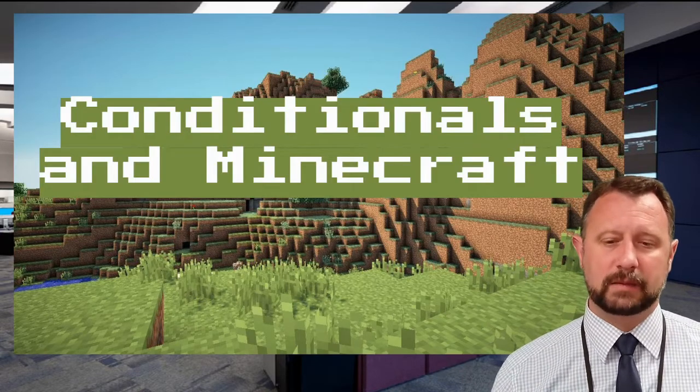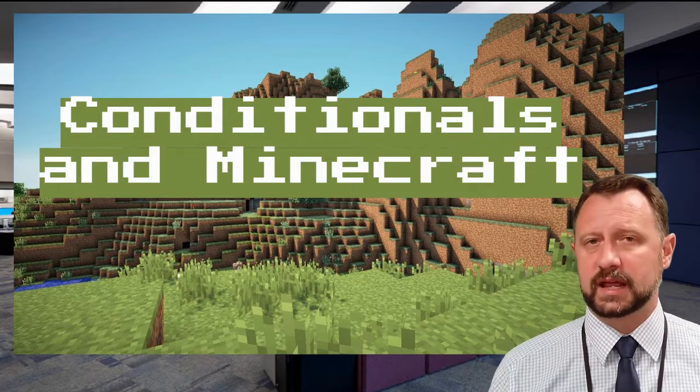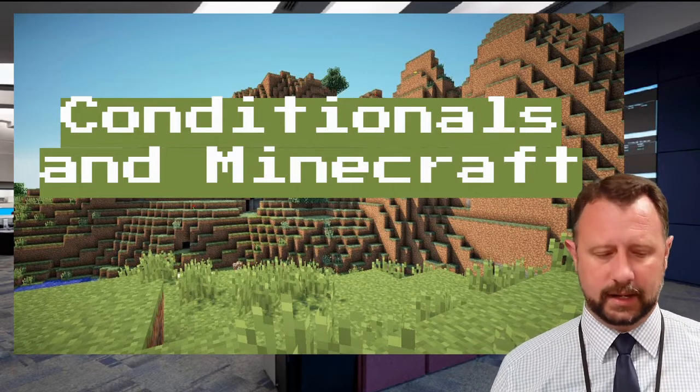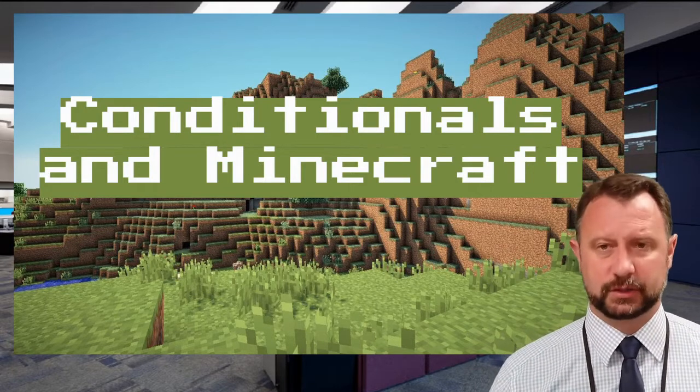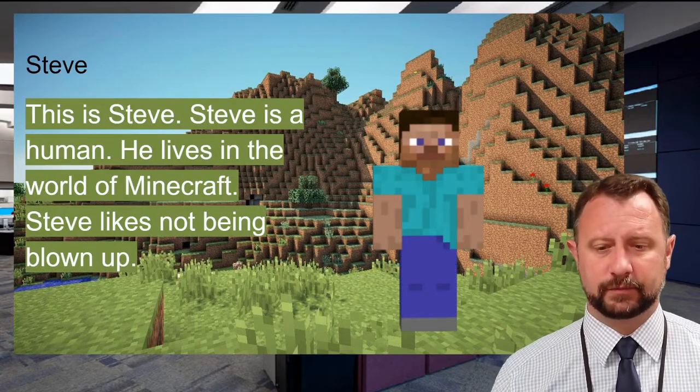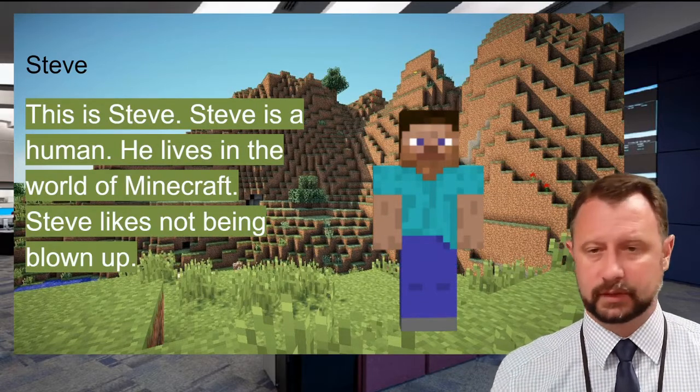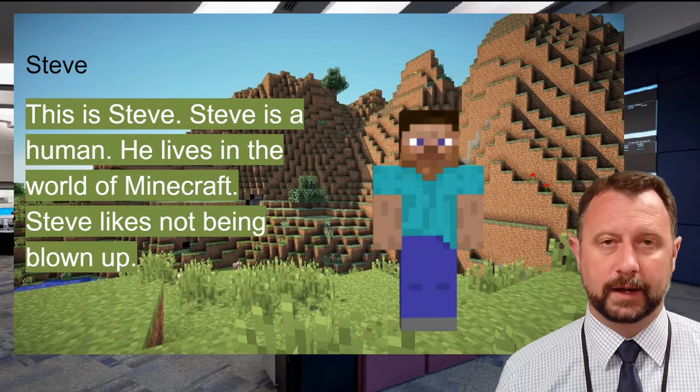So one game that I really like a lot is the game Minecraft. And so I want to maybe use Minecraft as the example today about how a conditional actually works. So some of you have played Minecraft before, and that's great. And if you haven't, well, here's a brief overview of how Minecraft works.